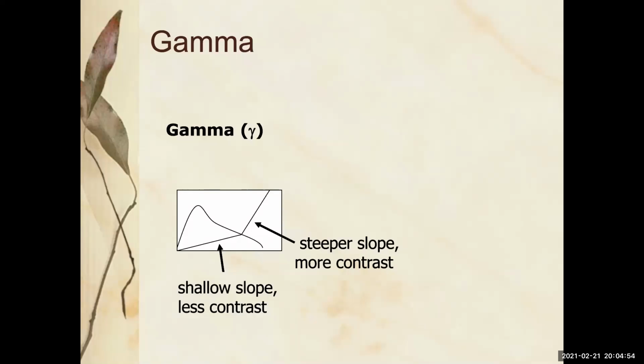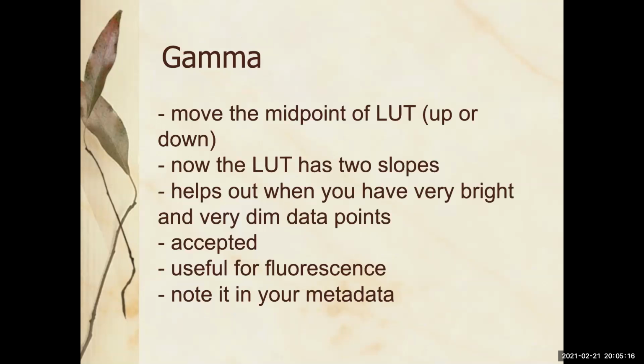By pulling the midpoint down like you did, you get an area with a shallow slope and less contrast, and an area with steeper slope and more contrast. Again, just play with this till it becomes kind of second nature, and you can look at an image and go, oh, I know, if I contrast stretch and gamma, that is going to be gorgeous. You're going to see everything you need to see.